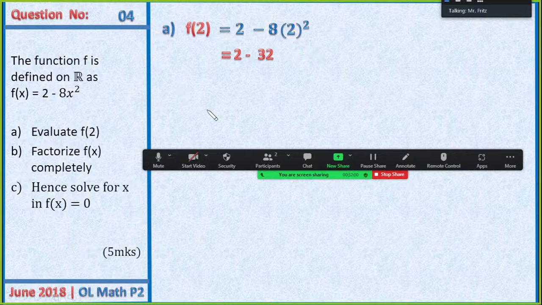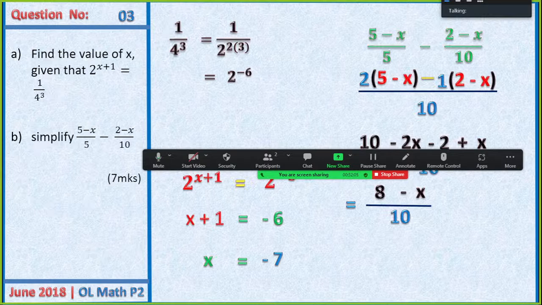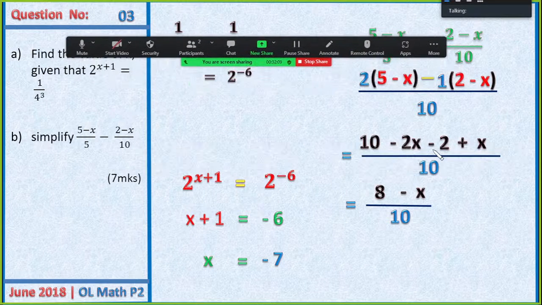Alright, let me just check something behind. Okay, take a snapshot of this.